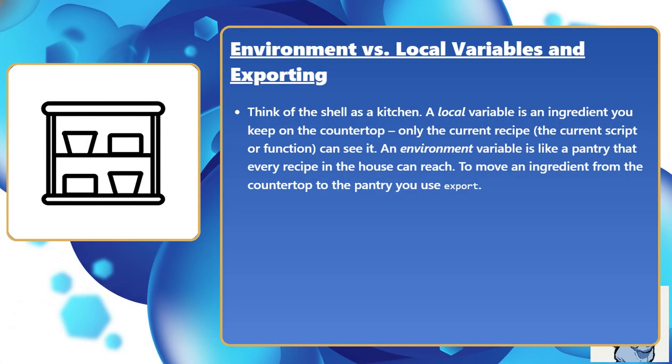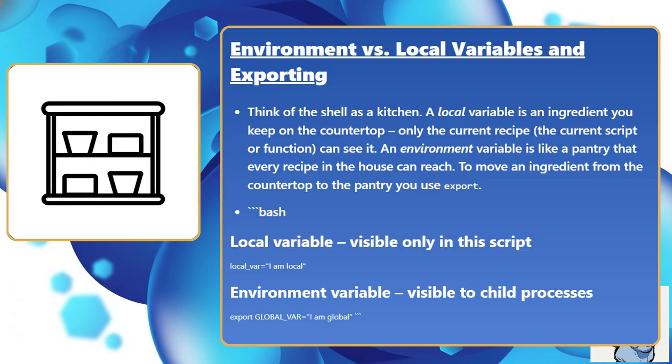Think of the shell as a kitchen. A local variable is an ingredient you keep on the countertop. Only the current recipe, the current script or function, can see it. An environment variable is like a pantry that every recipe in the house can reach. To move an ingredient from the countertop to the pantry, you use export.